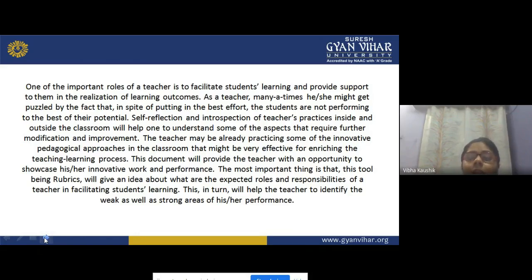The most important thing is that this tool, being rubrics, will give an idea about the expected roles and responsibilities of a teacher in facilitating student learning.